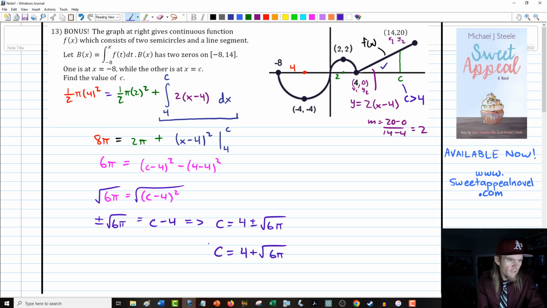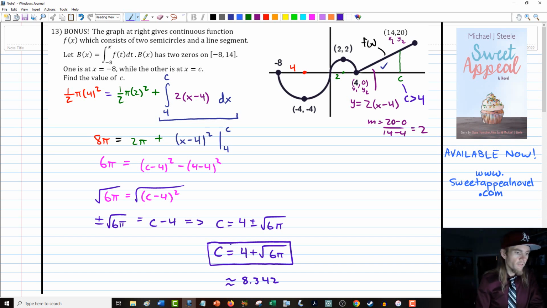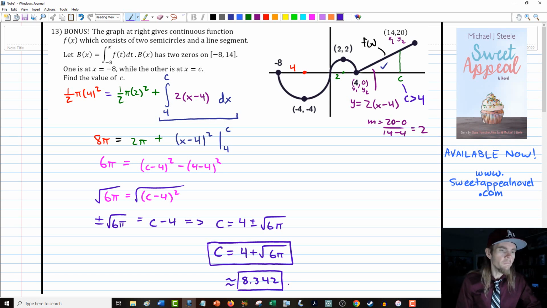Now, I don't have a calculator handy to give you the decimal value. I think it ended in 342. Just checked, it was indeed 8.342, so that would have been an acceptable answer as well. I think a couple of you wrote that, in fact. But in any event, there is the solution to the bonus problem. As I said, I'm not going to do the geometric one, but obviously it accomplishes the exact same thing, just through a different path, which avoids the integral.